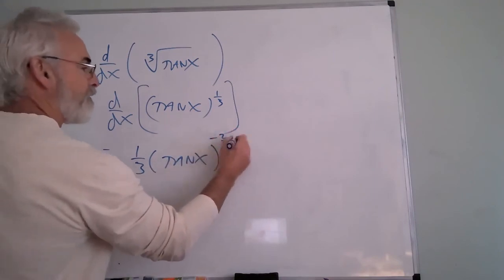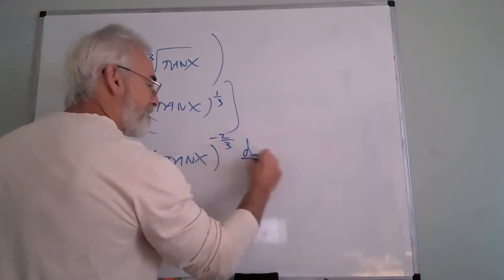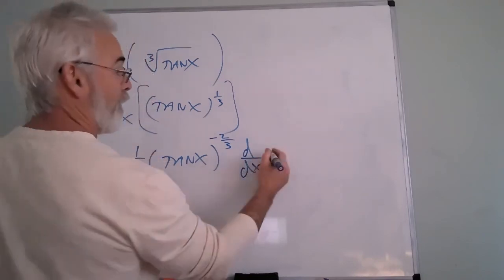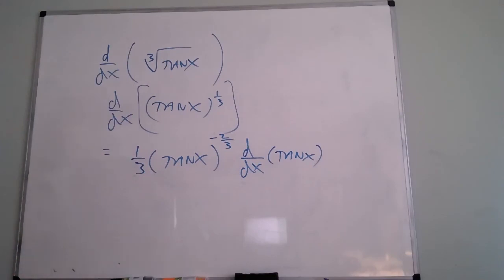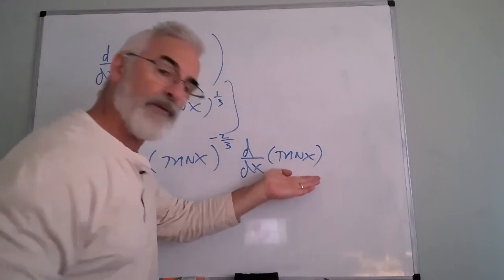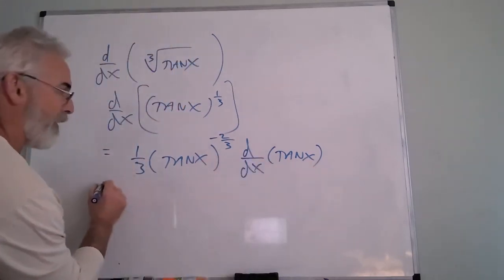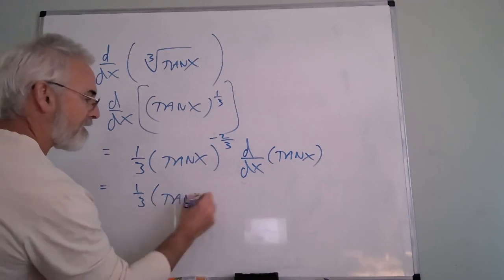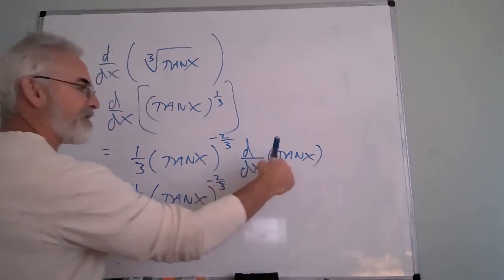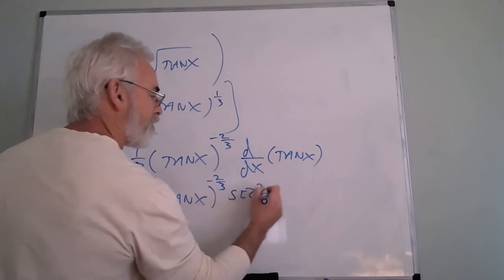function to the -2/3. And then my, if you will, my du dx is the derivative of the argument. See, if the argument isn't just an x, then there is a chain rule factor, and it's that guy right there. So let's keep going. So this is 1/3 tan x to the -2/3 times the secant squared of x.